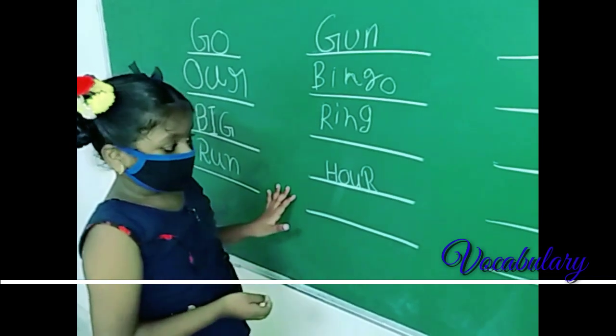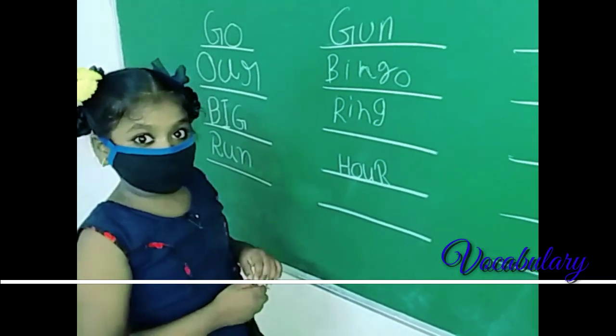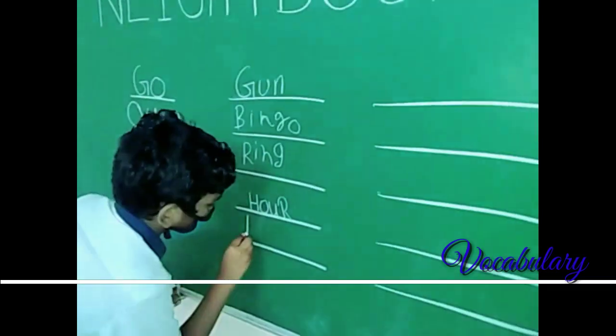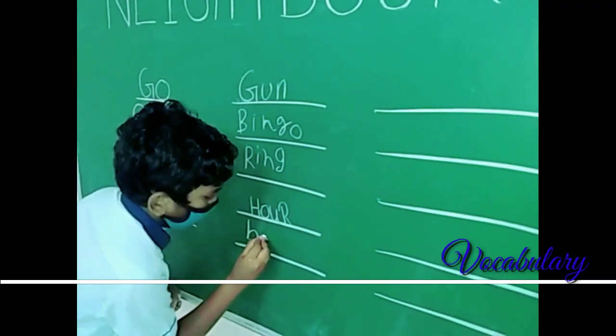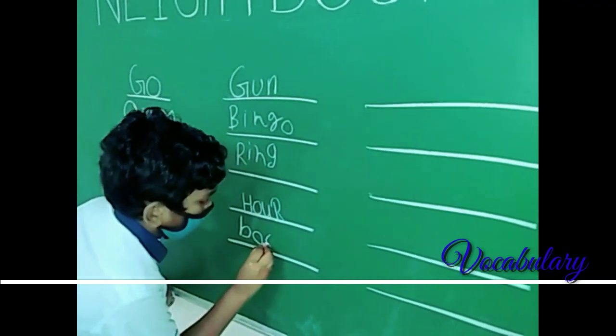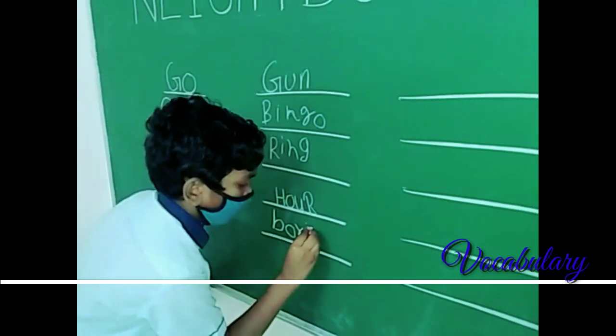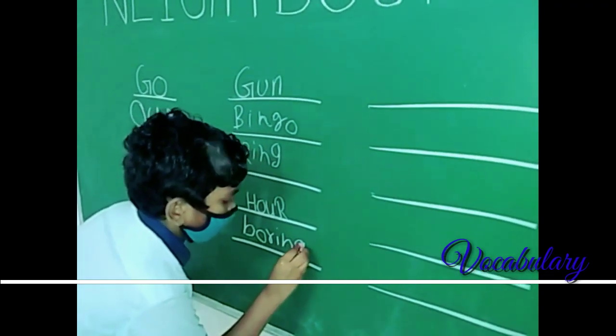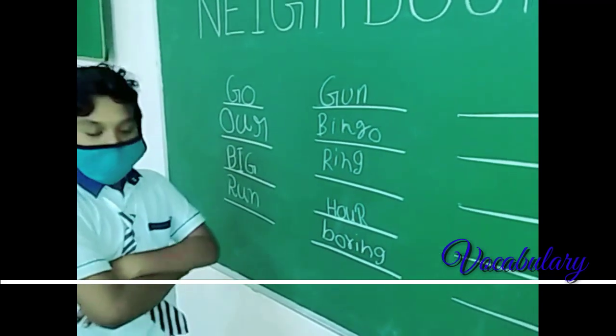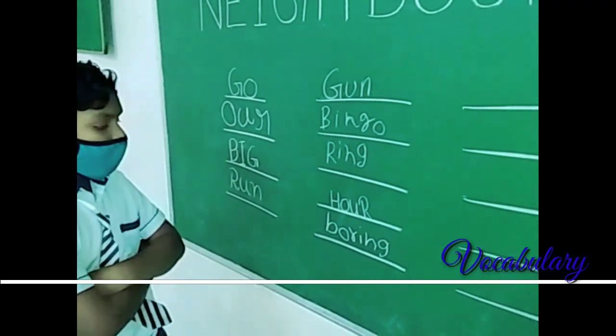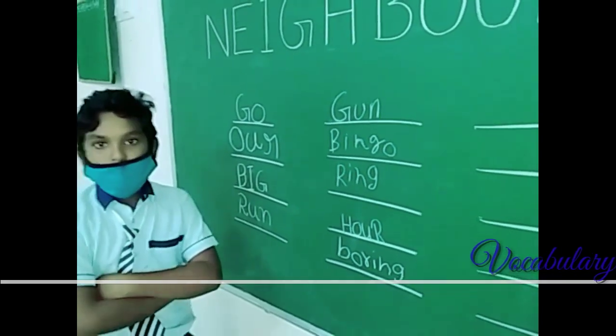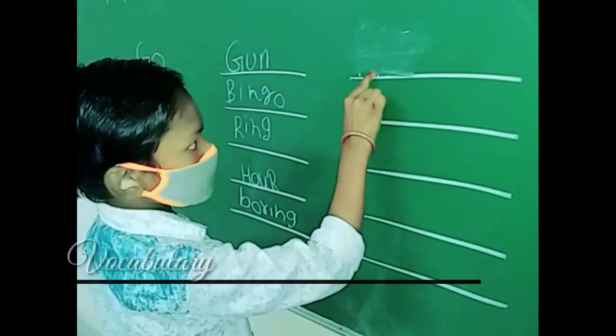What is the word? Spelling. Good. Spelling. R-I-N-E. Boring. Good.